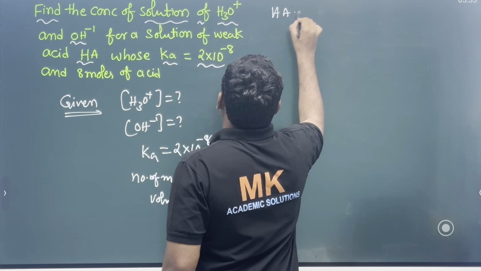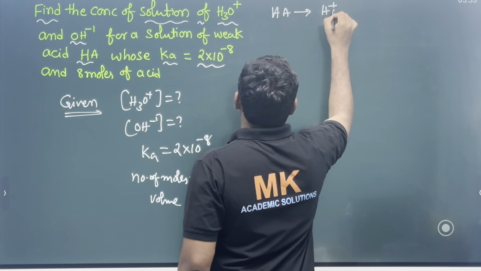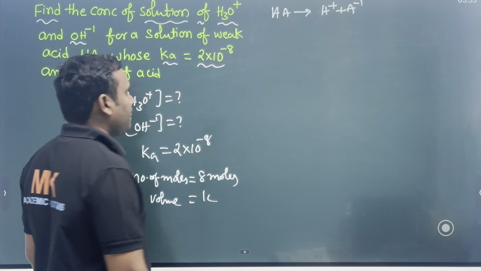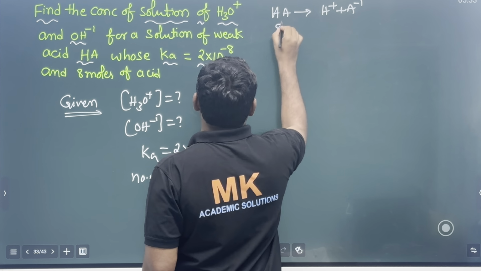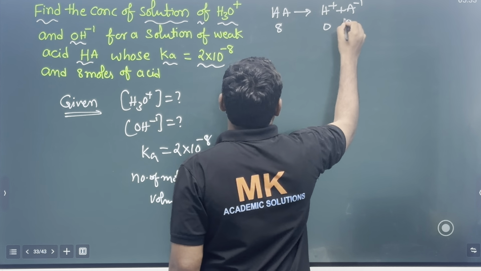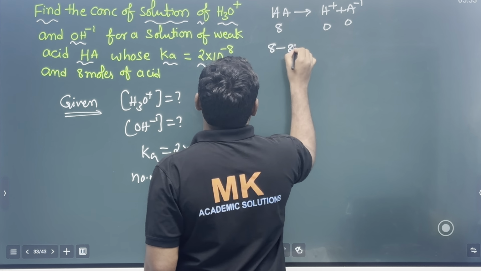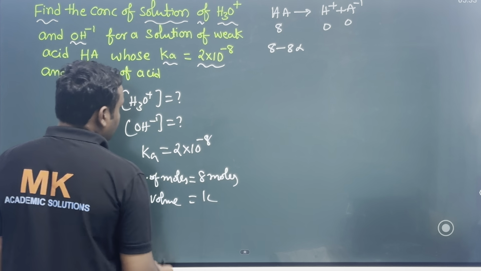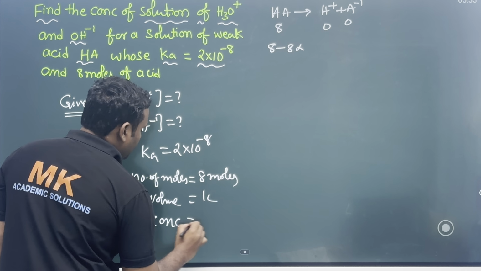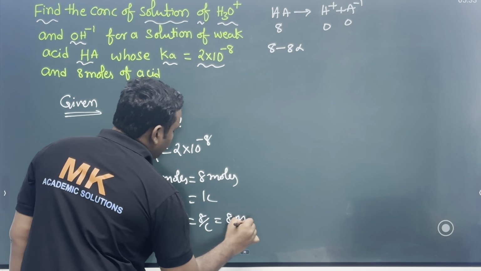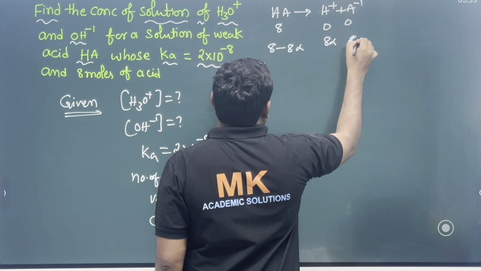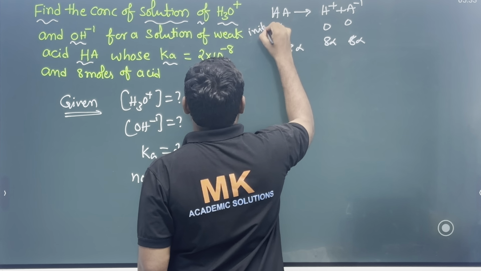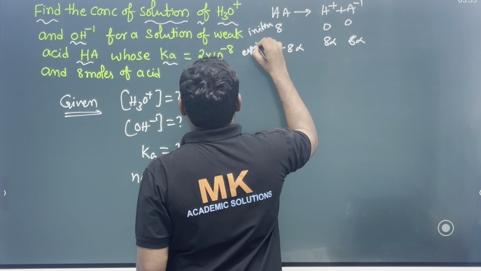Therefore here HA dissociates as H plus and A minus. Okay, so initial concentration is 8 and 0 and 0. I am directly going to take the concentration: 8 moles per liter means 8 molar. At equilibrium it is 8 minus 8 alpha, and 8 alpha, and 8 alpha. This is the initial and this is at equilibrium.